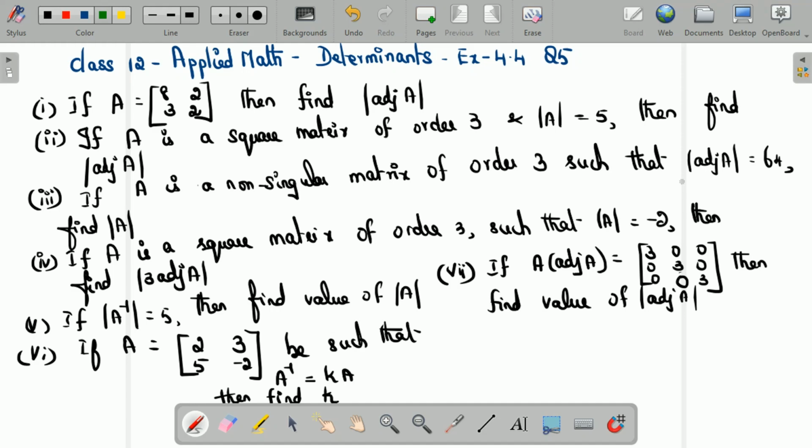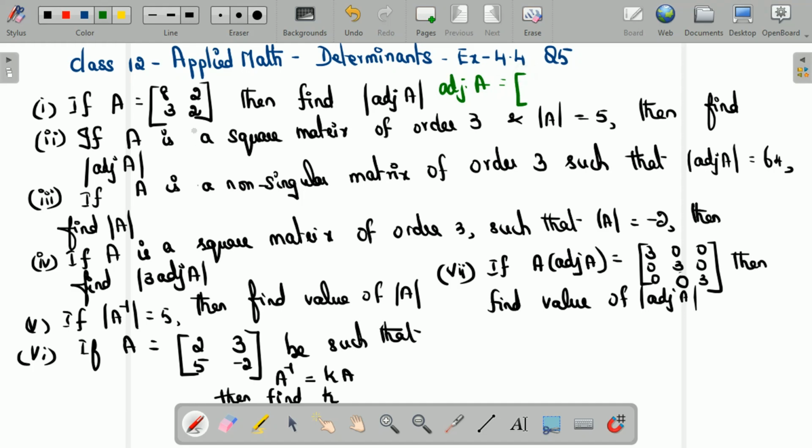In this video, let's find the solution for the fifth question in exercise 4.4. This question has 7 subdivisions, so let's start with the first one. If A is a 2 cross 2 matrix given as 8, 2, 3, 2, find the determinant of adjoint A. So first let's write the matrix adjoint A, then we can find out the determinant value.